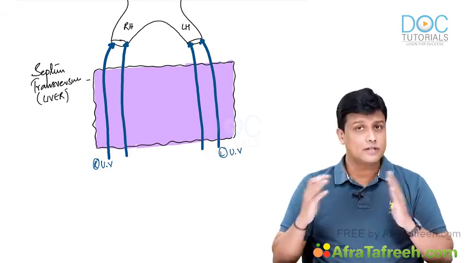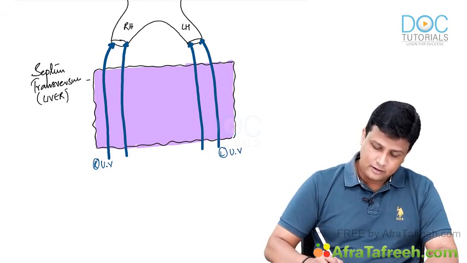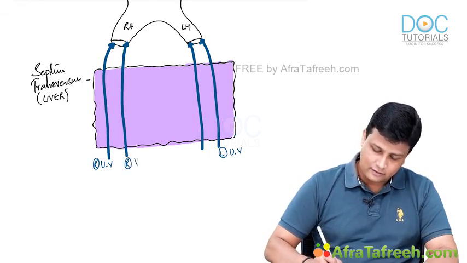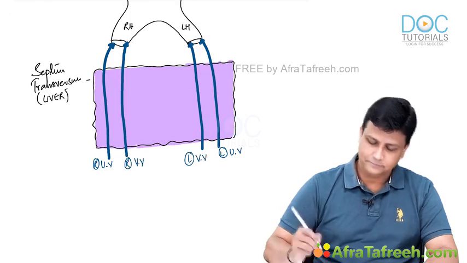Umbilical veins will be more towards the outer side. You have to write down in the same order. And this one here will be the right vitelline vein, and this one here will be the left vitelline vein.